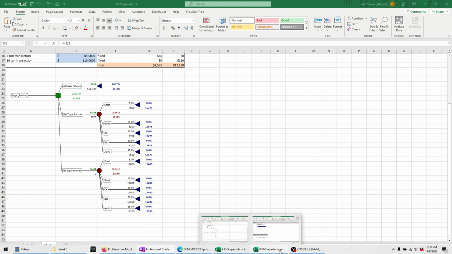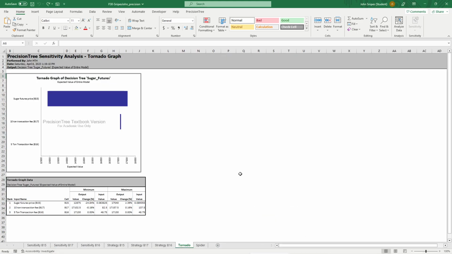I did sensitivity analysis, and the tornado is a pretty good graph to start with, because you can clearly see that the sugar future price has the biggest effect on the output compared to the other 2 variables. The 10-ton transaction fee has a very limited effect on the price, and the 5-ton transaction fee has no effect. That ends up being an option that's just never used. The purchase half option, for the values that we have, ends up not being an attractive option.